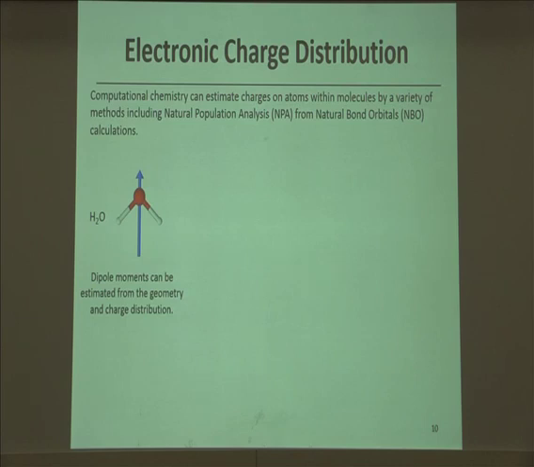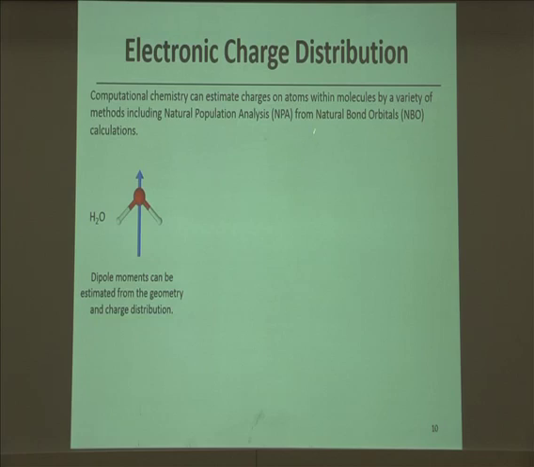So I want to change gears a little bit and move away from looking at the atomic and molecular orbitals of these molecules and look at another simple and fundamental concept that computational chemistry can help us analyze, and that's the charge distribution in some molecules. We'll start with a simple case like water, and we'll look at a few ways that we can represent the charge distribution in that molecule.